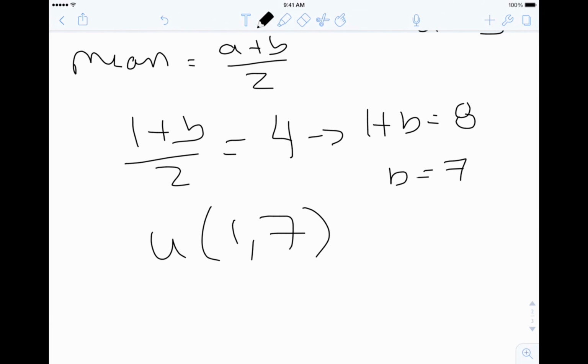Now Matlab only has a uniform 0, 1. So what we're going to do is take a uniform 0, 1, multiply that by 6 and add 1. So if you do the math, 0 times 6 is 0 plus 1 is 1. And 1 times 6 is 6 plus 1 is 7. So it will work out just fine.